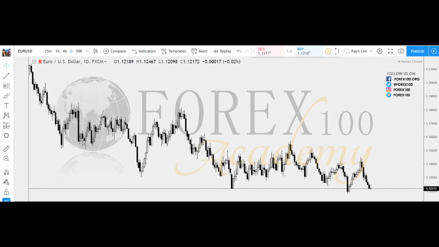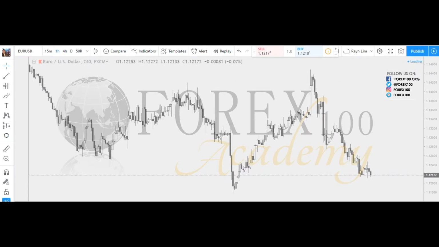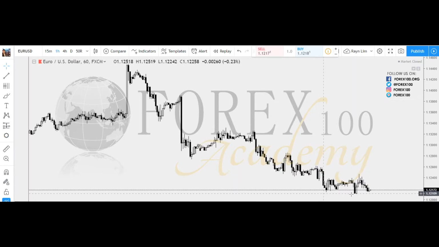Apart from that, let us look through our weekly market analysis. Euro dollar is on its bearish movement based off the daily chart. Head down to the 4-hour chart. We can see that over here there is a break and close above the previous high. The market came down and head down to 1-hour chart. We can see that also the market is having a consolidation over here.